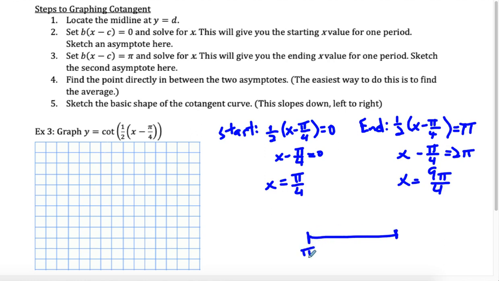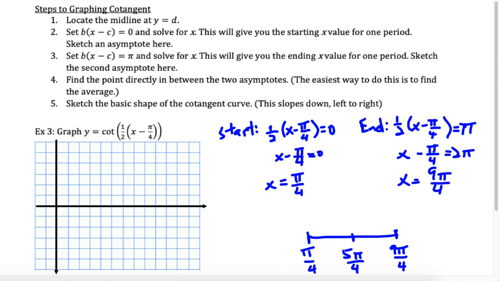Then this graph will cross the midline halfway in between. So that will be, if I take the average of these, 5 pi over 4. So those are the values that I need to label. So this graph is going to be entirely to the right of the y-axis, so I will put that kind of on the left side here. I'm not shifting up or down, so this graph is going to cross the x-axis at the midline.